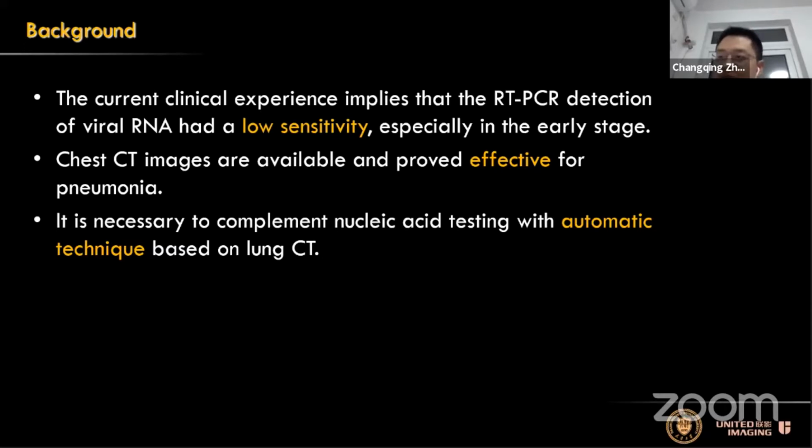Okay, we know that the current clinical experience shows that nucleic acid testing has a very low sensitivity, especially in the early stage of infection. Fortunately, we can get a lot of chest CT images, and these images often contain effective information for diagnosis of pneumonia. So it is necessary to complement nucleic acid testing with an automatic technique based on the chest CT image.